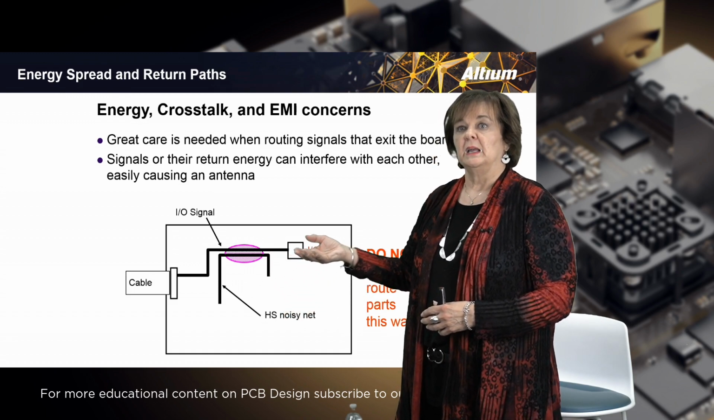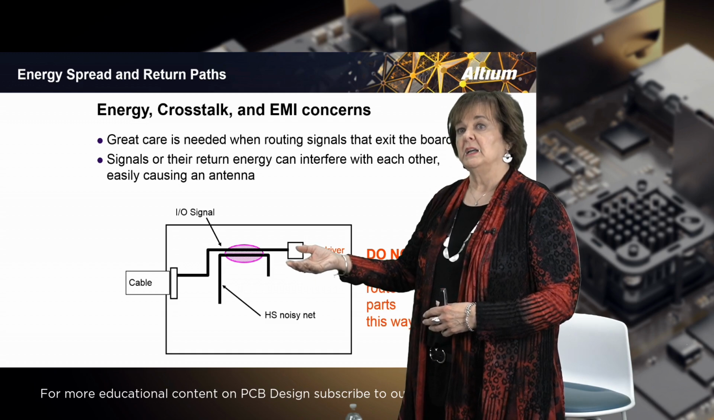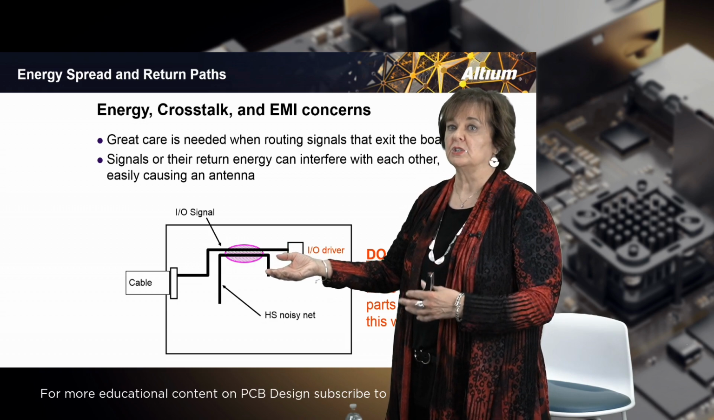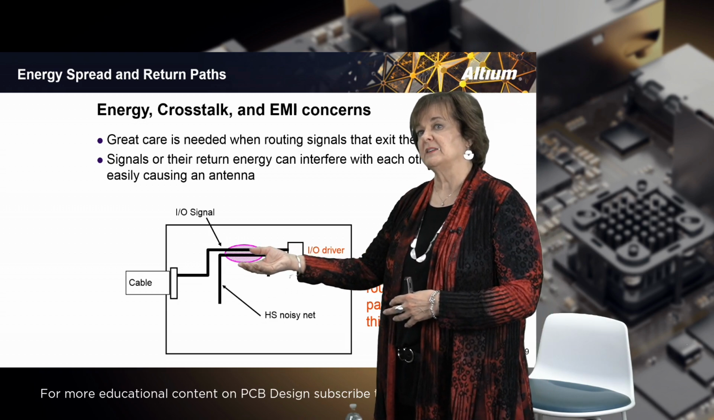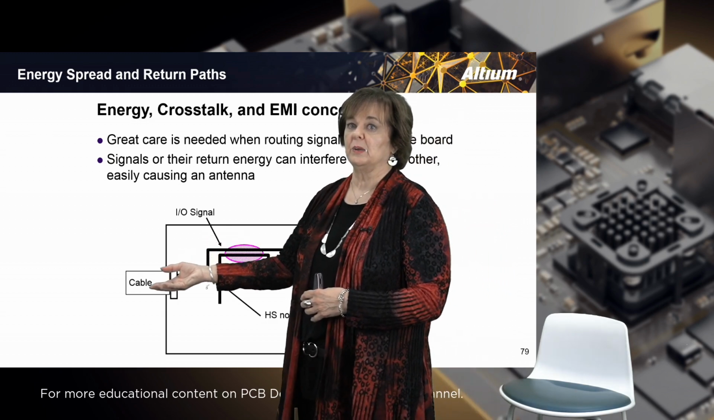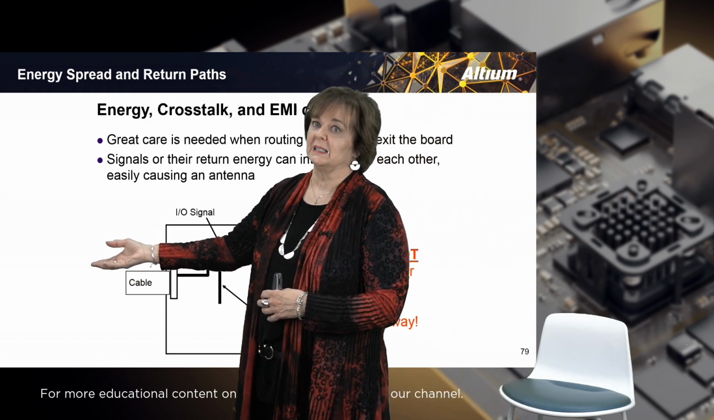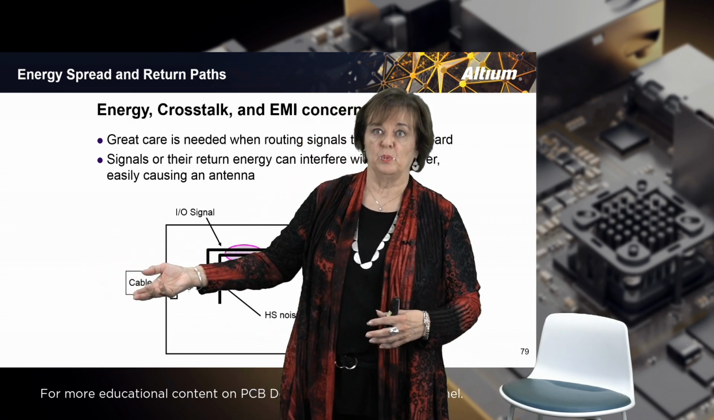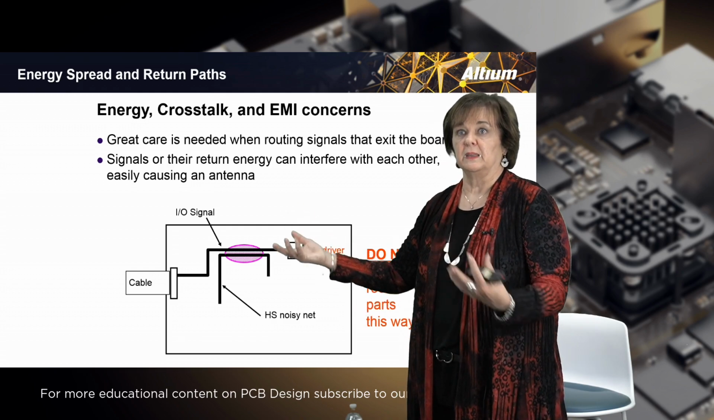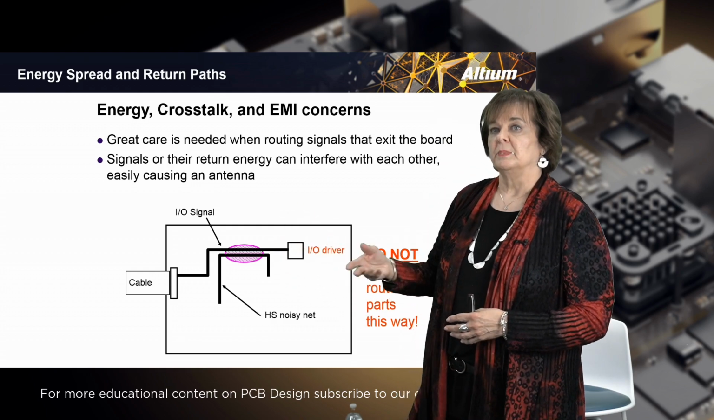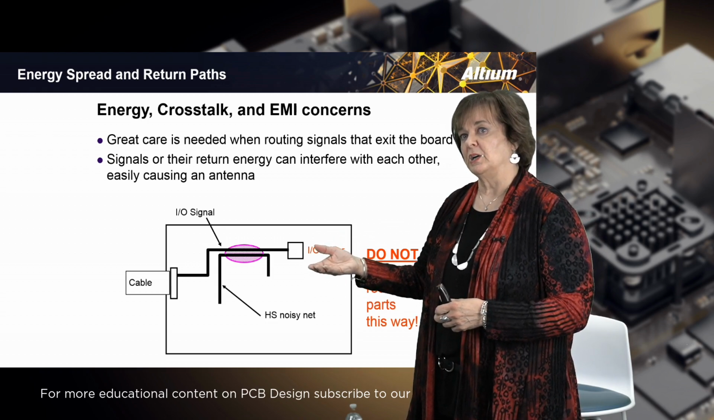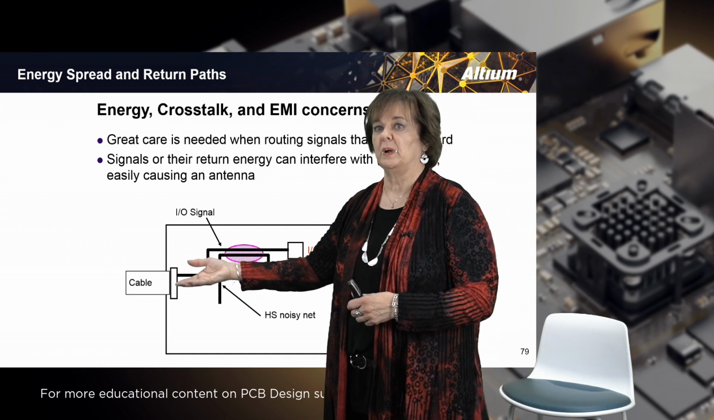For example, if you place this part here, then any high-speed signal or anything with extra energy in it could capacitively couple its energy across to this I/O signal. Now it goes out to the cable, and that cable can easily then become an antenna off of this board. And so we don't want that antenna to cause problems to anything in the other area besides the board itself. And so we would definitely want to place this I/O part as close to this cable as possible.